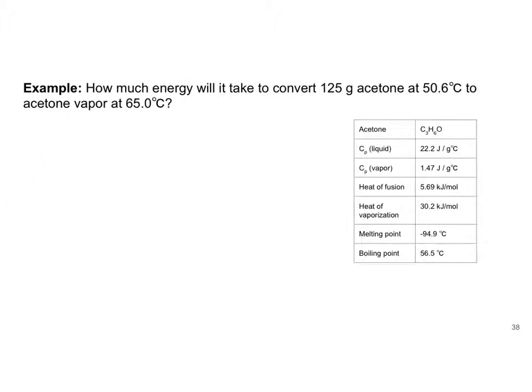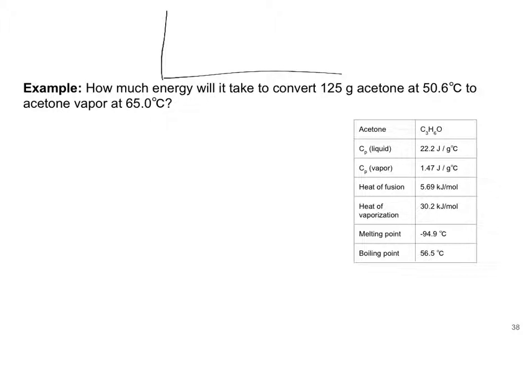All right, we have one more example to go through, which is just a little bit more complicated. Not too much. It's just maybe a little bit longer. So this one, again, I'm going to start by drawing a phase diagram. So I'm going to convert 125 grams of acetone at 50 degrees Celsius to acetone vapor at 65 degrees Celsius.